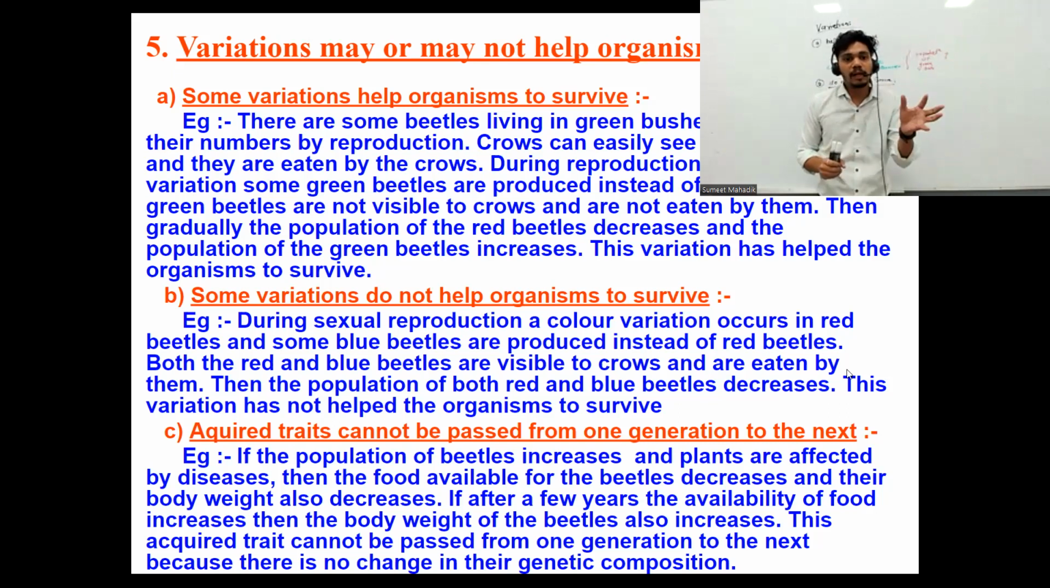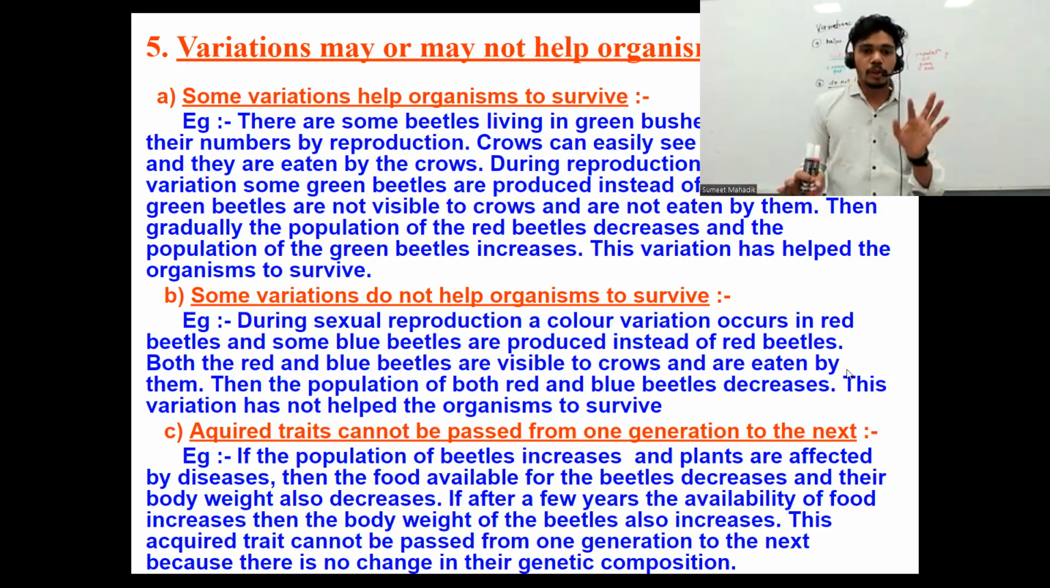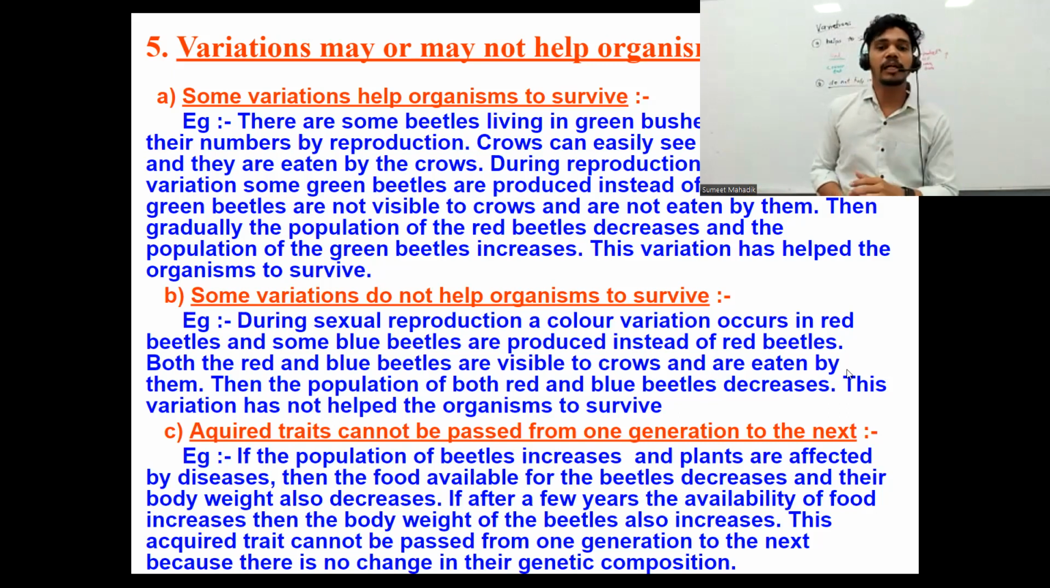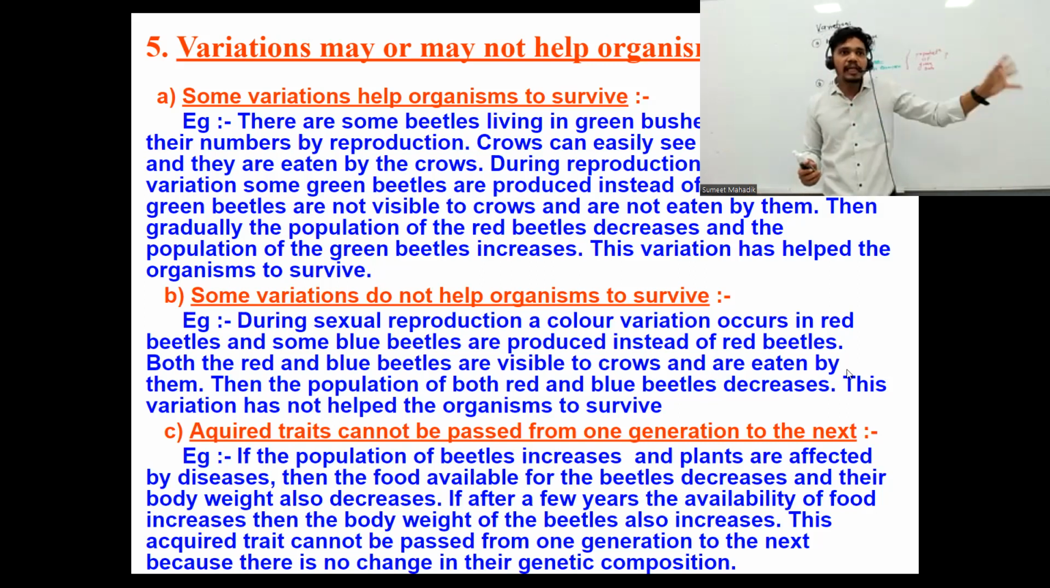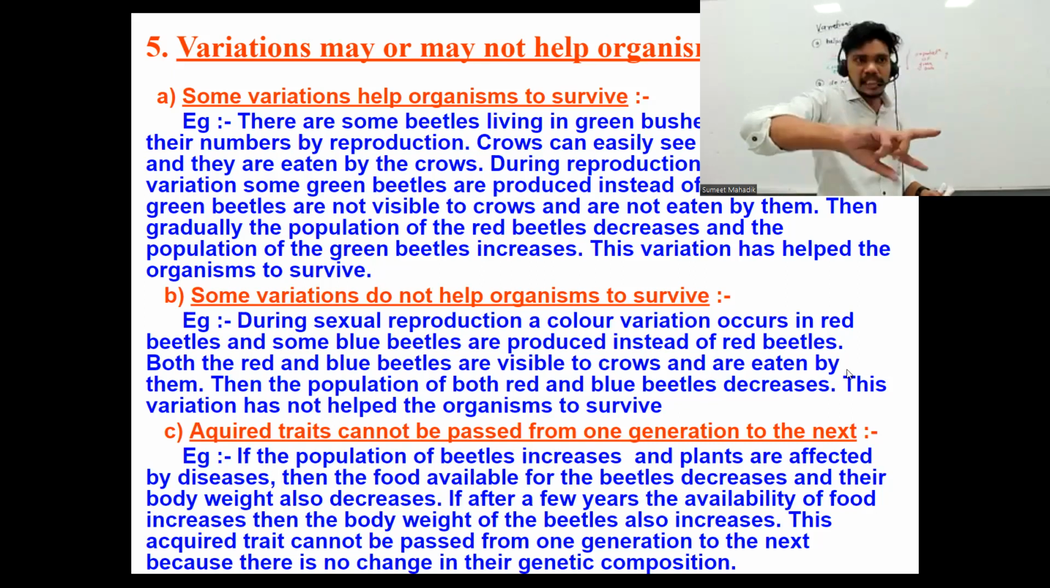Tell me one thing. During the sexual reproduction, a color variation occurs. See, only sexual reproduction gives the variation, not asexual at all. So during the sexual reproduction, a color variation occurs in the red beetles, and some blue beetles are produced instead of red beetles. Means what? They want to be green, they want to be red, they want to be blue. Depends on what? The color.